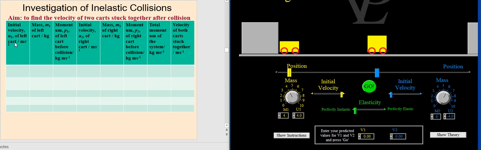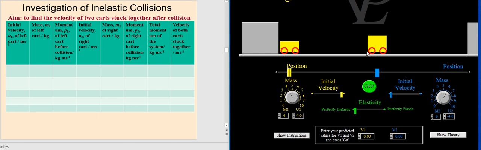So in front of you, you should see you've got a table which you can stick into your books and complete. The table has different columns in it, and we're going to put some quantities into the table as we do the investigation. The first column is going to be the initial velocity of the left cart. So this is the left-hand cart here, and we can put in a velocity. The symbol for that is u1. So u is the initial velocity, and 1 just because it's the first cart.